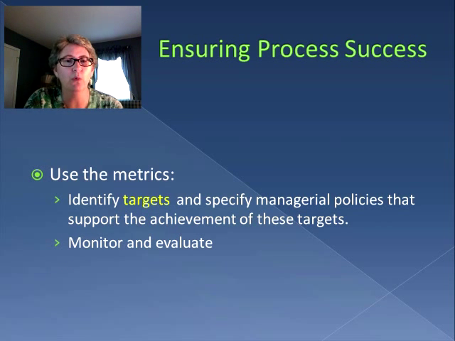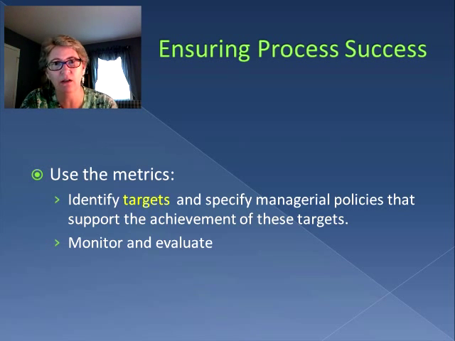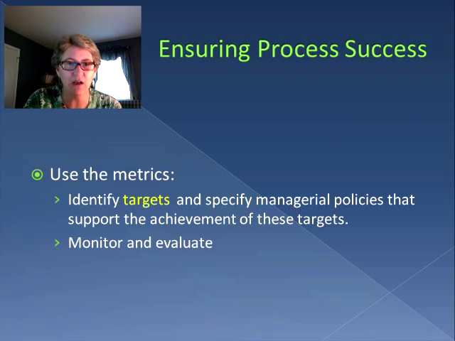Once you've determined what your metrics are, you need to identify specific targets. That way you can say, we are making progress towards our goals. And if we're not making progress towards our goals, then we need to evaluate and determine why that's happening. It's not enough just to have metrics, but in order to ensure process success, you have to use those metrics. You need to monitor and evaluate your process by those metrics to make sure you're achieving your process success.